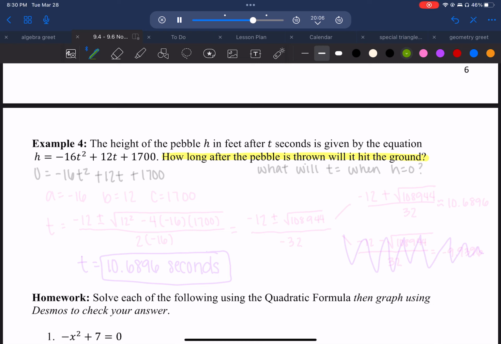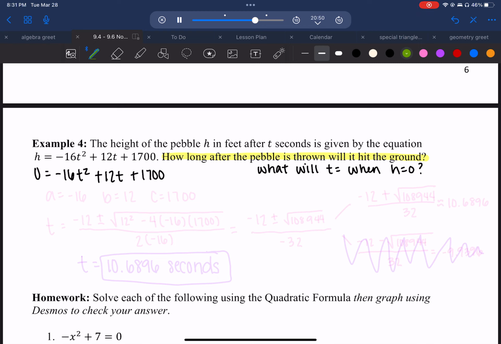So that is also asking when, or what will t equal when h equals 0. So we want to plug 0 in for h. And we get 0 equals negative 16t squared plus 12t plus 1,700.